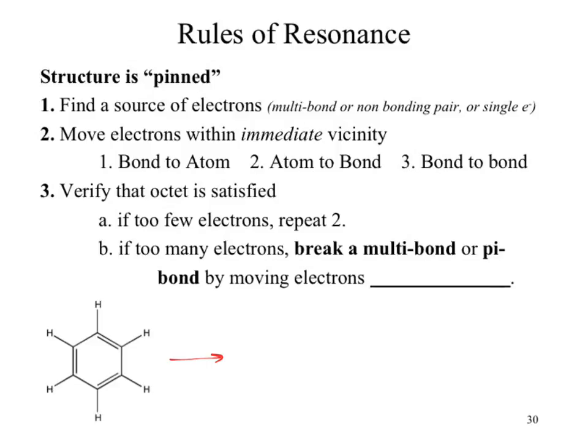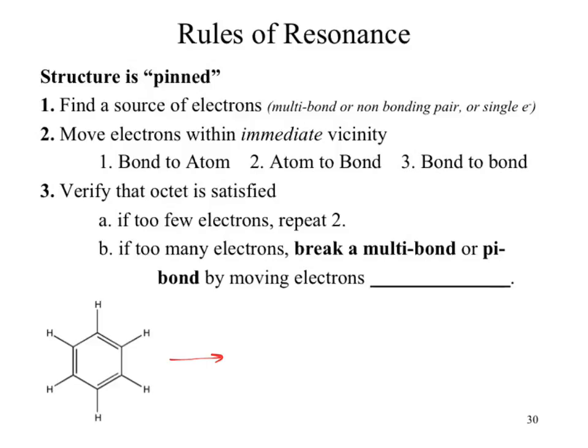Once you've done your motion, draw the result. Remember, your work shows you the answer. You just now have to draw it. So now draw your answer. Check. Verify that the octet is satisfied. If your octets are all good, fine, you're done. Okay? If you have too few electrons, you'll need to repeat step 2. Okay? You need to continue to move electrons.